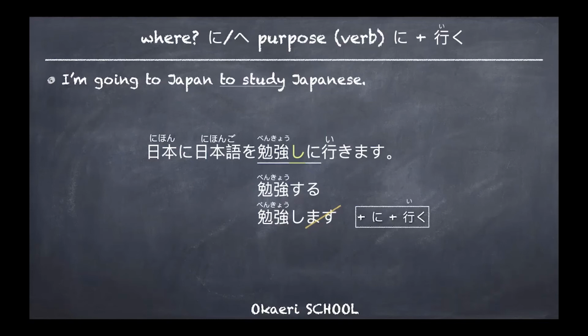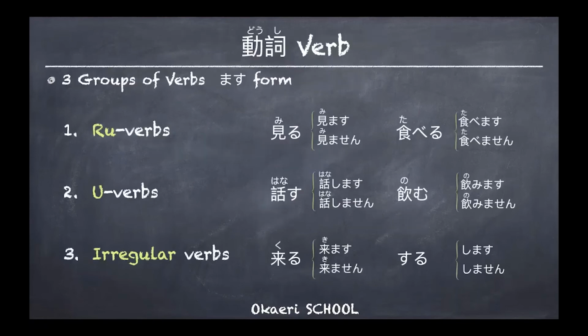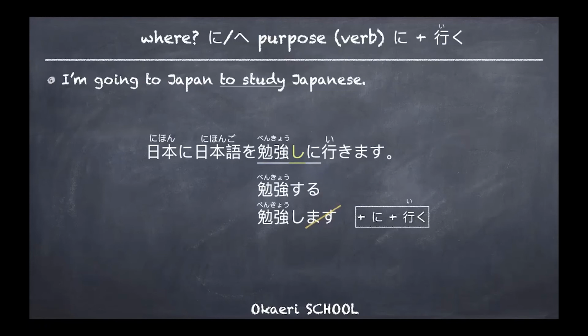So, think of the masu form. We have worked on te form and te iru and lots of different grammar, but here we get back to the classical, the basic masu form. And then you just remove it. When you have a look at the masu form: Ru verbs, 見る、見ます、食べる、食べます。U verbs, 話す、話します、飲む、飲みます。Irregular verbs, 来る、来ます、する、します。Right. So when you want to say, to go somewhere to do something.